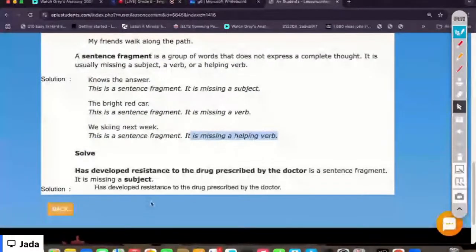But we can say has developed resistance to the drug prescribed by the doctor is a sentence fragment because we do not know who has developed the resistance. Okay, so we'll move into the test and you can share your answers with me.